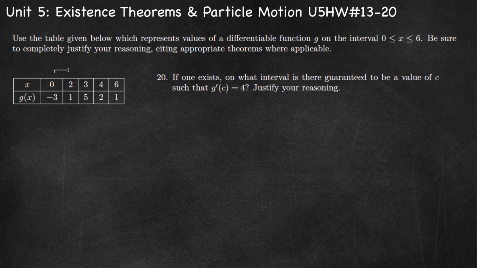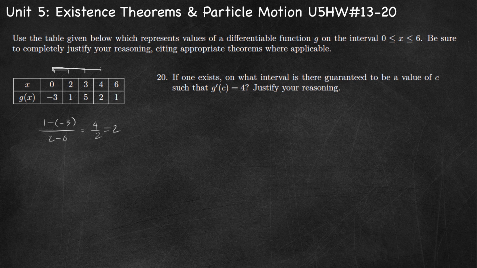If I use these first two values, the average rate of change would be 1 minus negative 3 over 2 minus 0. So that would be 1 plus 3 is 4, over 2 is 2. So that's not the one I'm looking for. There's lots of possible intervals we can go here. I can expand like this and now say, well, let me check from 0 to 3. And let's just do this in our head if we can. So 5 minus negative 3 is 8. 3 minus 0 is 3. 8 divided by 3 is not 4. So it's not that one.